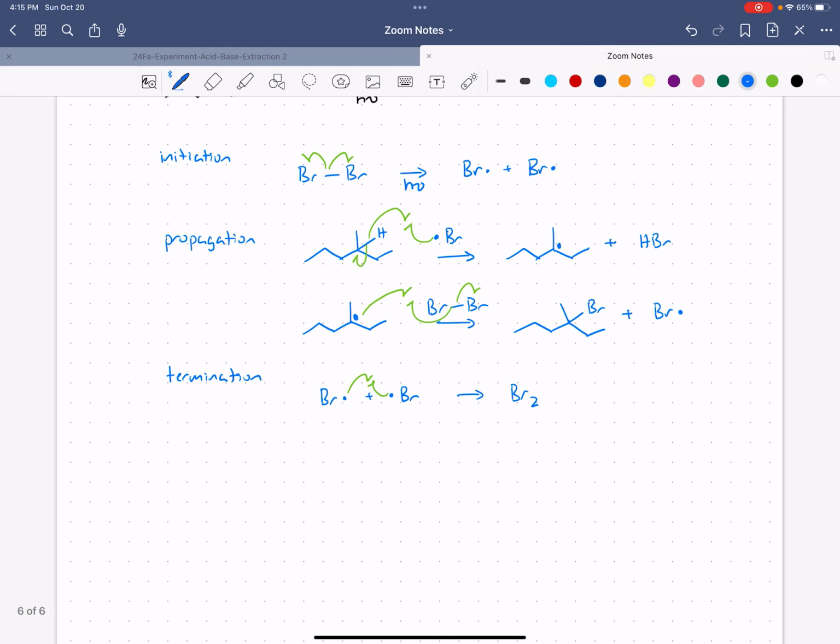There's another termination step that could happen. If it's really the combination of two radicals, then let's look at all the different combinations of two radicals. The next combination I want to see is this, and we get the product again. This is the other way that we could get the product.